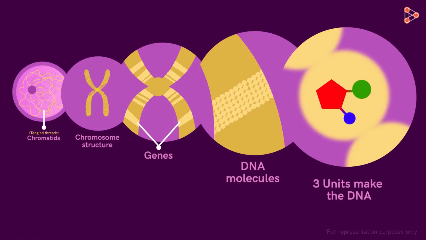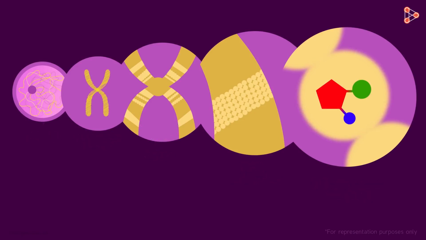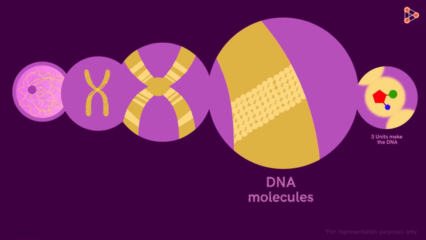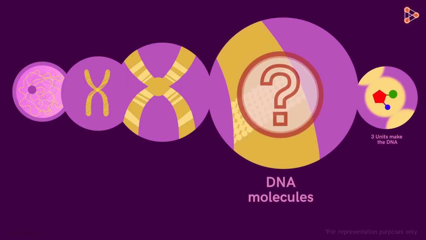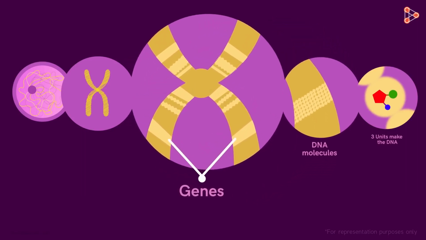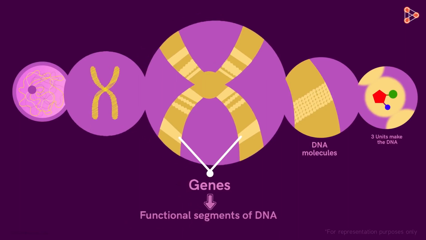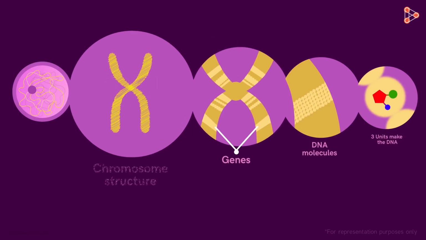Now, to quickly review what we learnt, let me remove the text from the screen. These 3 combine to give us a single molecule. And many such DNA molecules form long chains. What is a sequence of DNA molecules called? That's right, it's called a gene. So technically, segments of DNA molecules which form functional units are called genes. And many genes come together to form thread-like structures called chromosomes.